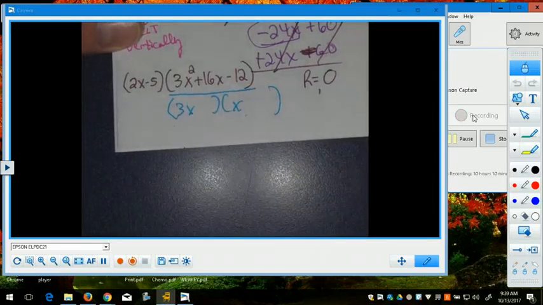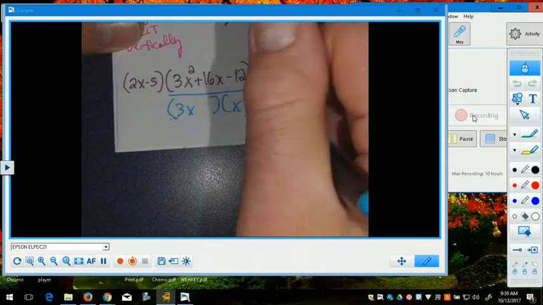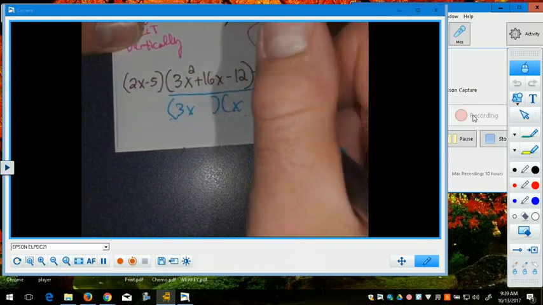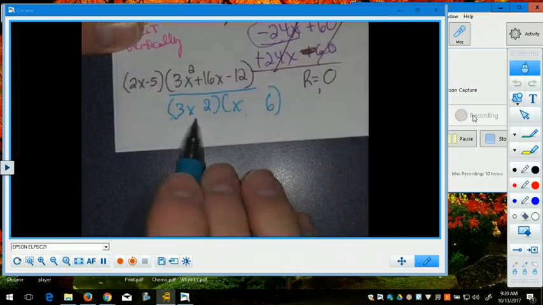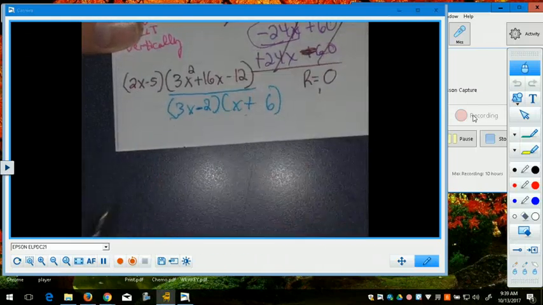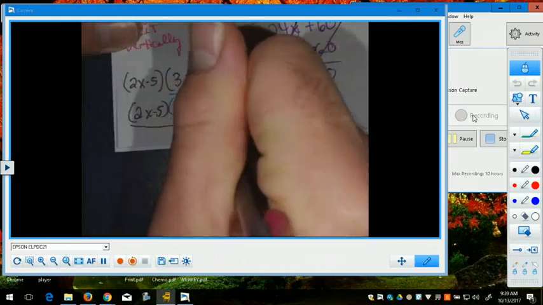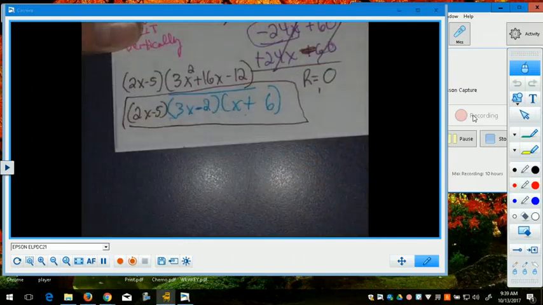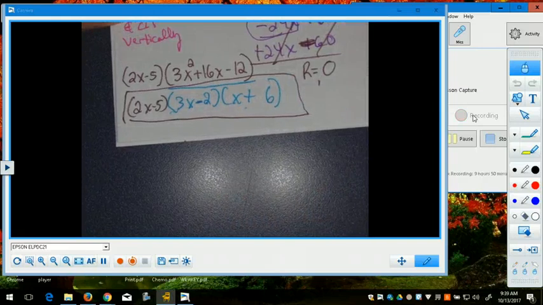3x times x is the 3x squared. I needed to get to 16. I've got 4 and 12, or 6, actually. No, I need to get to 16. Yes, 6 and 2, because that would be 18, and minus 2 is 16, and they would multiply to negative 12. So I have those two factors from the quadratic, and this original factor that we divided out with long division. Now this has been completely factored. Those are all the factors of 6x cubed plus 17x squared minus 104x plus 60.